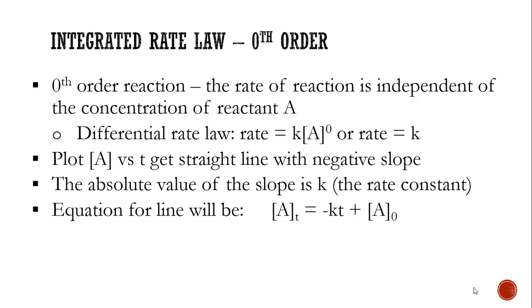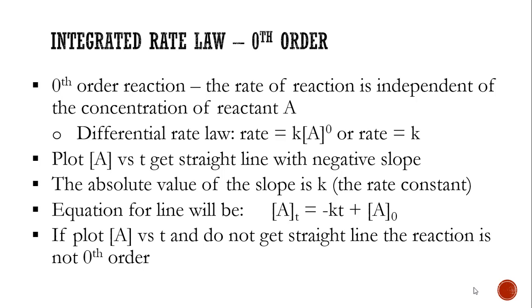The y equals mx plus b equation for the line will be A sub t equals negative kt plus A sub 0. If you plot the concentration of A versus t and you do not get a straight line, the reaction is not zero order. And for a zero-order reaction, the half-life is not constant. Each half-life will have a different value.